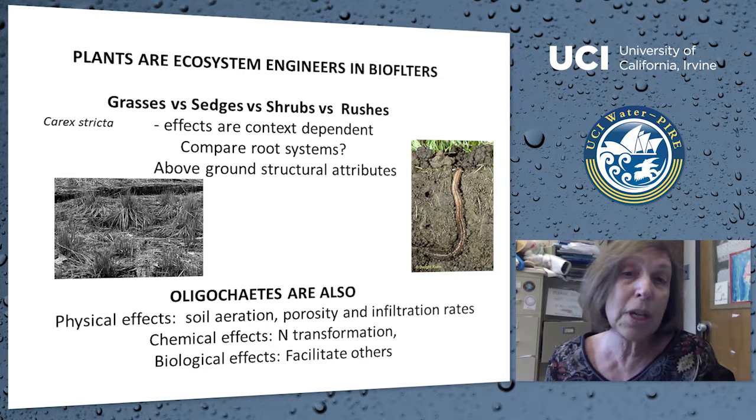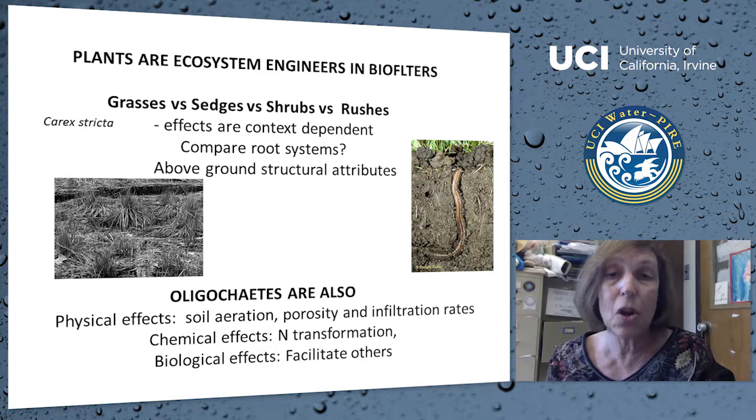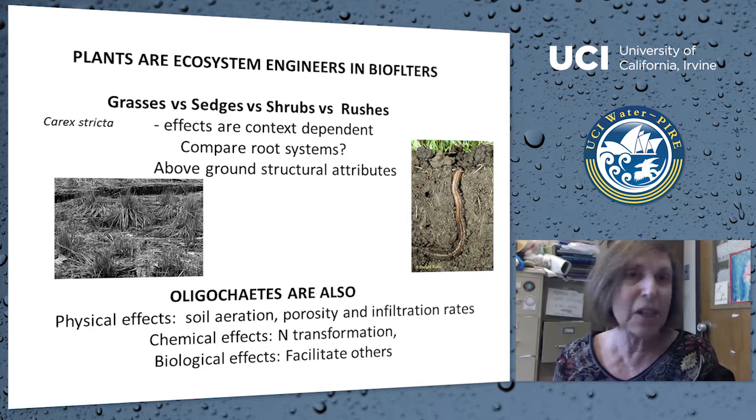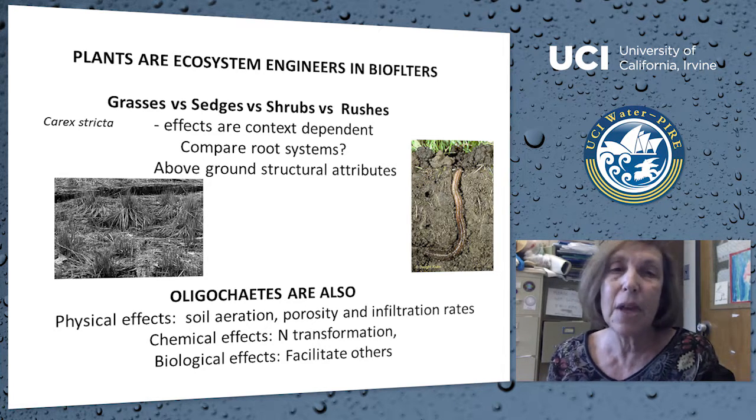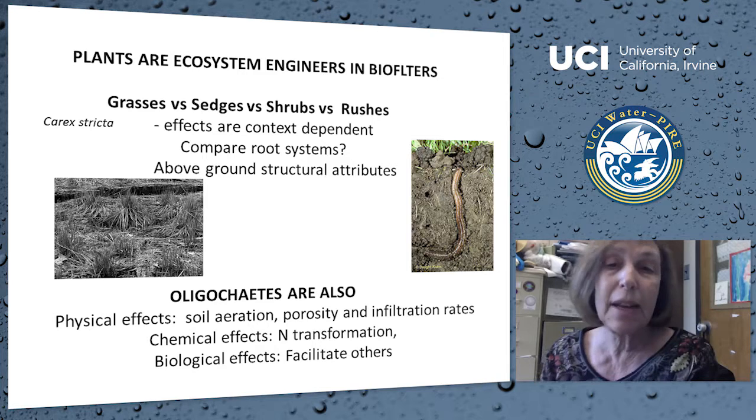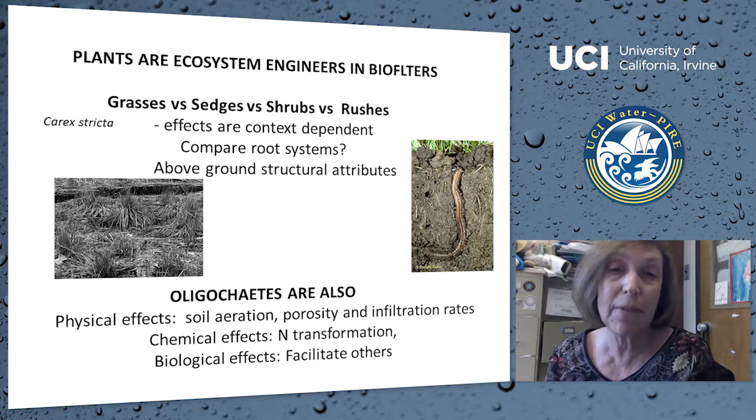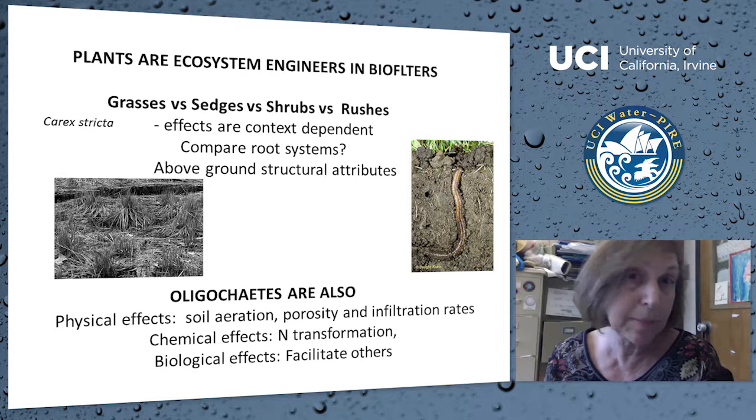Another very important ecosystem engineer in biofilters are earthworms, also known as oligochaetes, and these have many different physical effects on the soil: aeration, changes in porosity and infiltration. They affect the chemistry of the soil, and they have biological effects and often facilitate other animals.